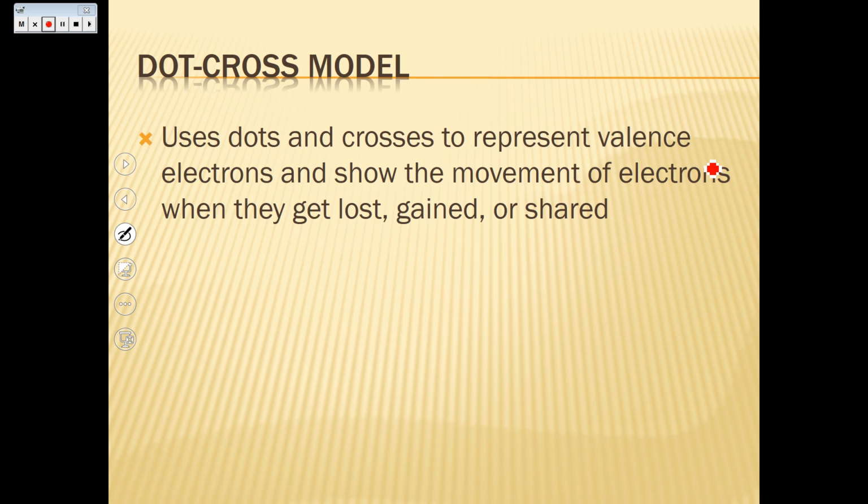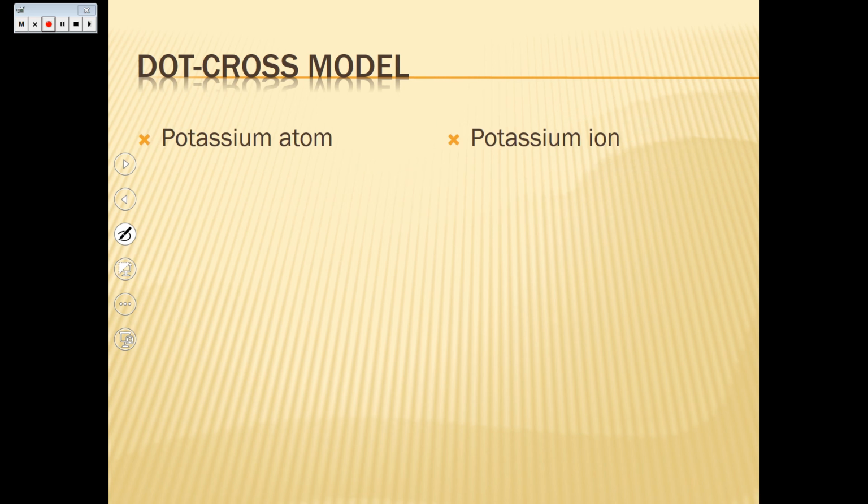Let's take a look at the last model, which is called the dot cross model. The dot cross model is commonly used by the ACE program. It uses dots and crosses to represent valence electrons and show the movement of electrons when they get lost, gained, or shared. It is very similar to the dot model, except you draw different symbols for different elements' electrons, so that you can see where those electrons came from when they turn into ions.